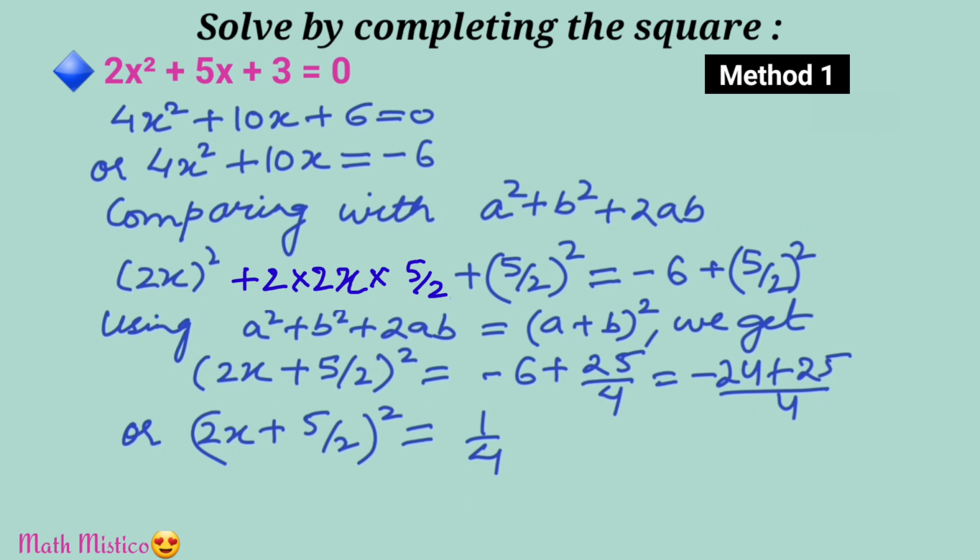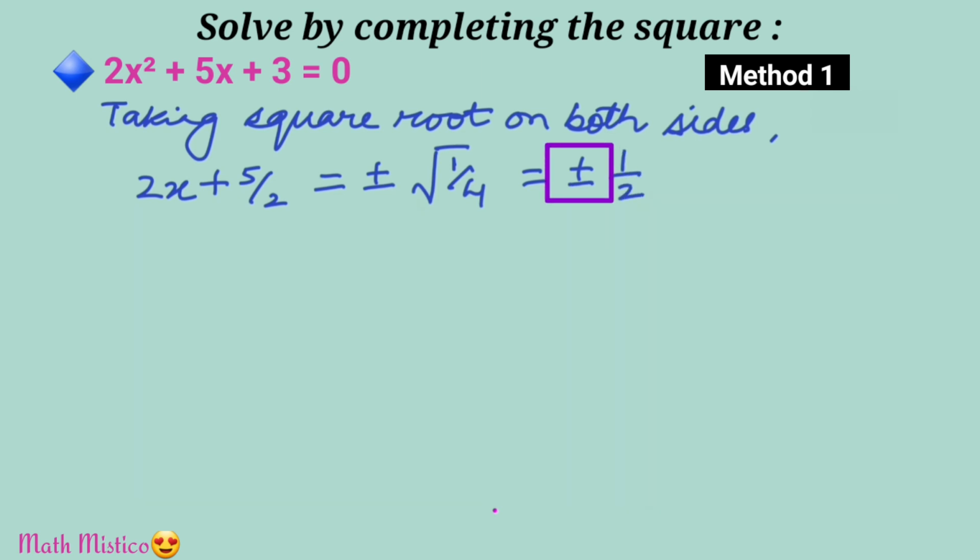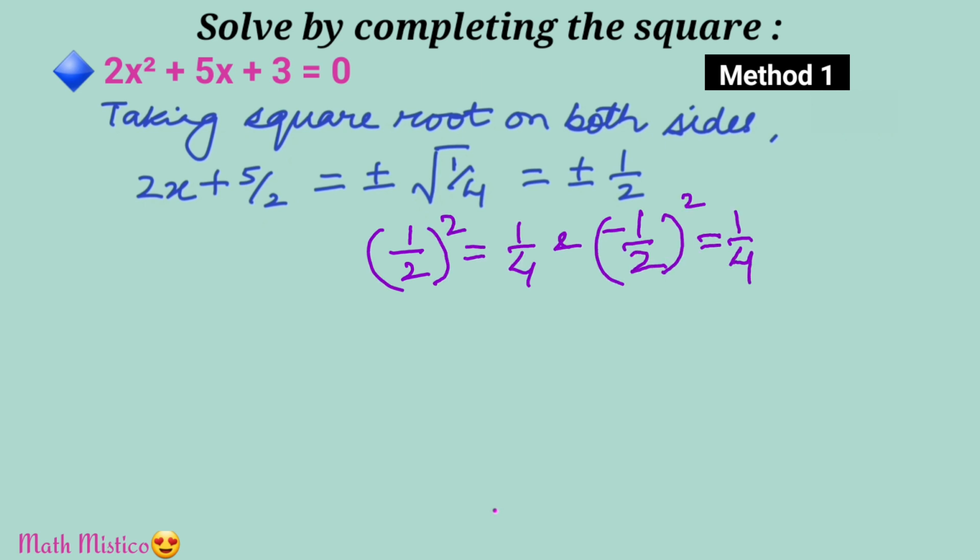Now to find x, we will take the square root of both the sides and we get 2x plus 5 upon 2 is equal to plus minus under root 1 by 4, which further gives us plus minus 1 upon 2. Why have we used plus minus? We make use of the sign plus minus because there are two values which give the same square. Plus 1 upon 2 square as well as minus 1 upon 2 square is equal to 1 by 4.